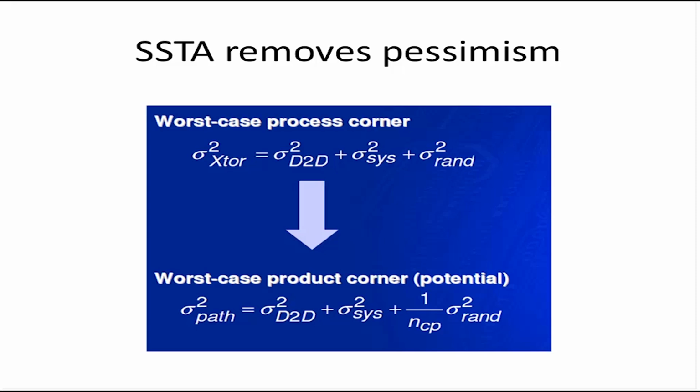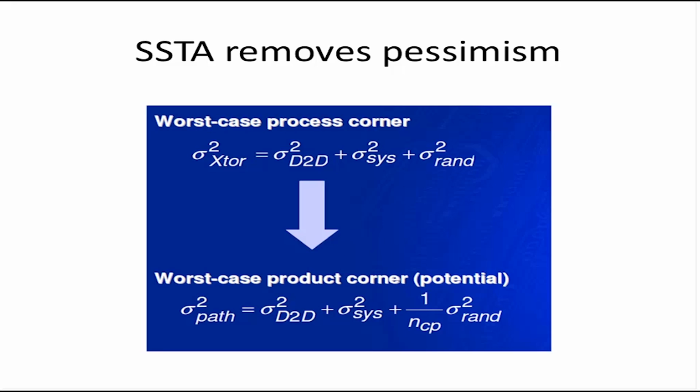The worst case process corner will be determined by die-to-die variations. These are systematic variations. These are random variations. The SSTA does not target die-to-die or systematic variations. It only targets the random effects, nothing else. So all the rest of the things remain the same. For die-to-die, the corner-based STA uses the corner and operating condition. The same thing will happen in SSTA.